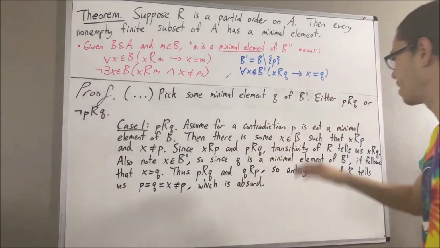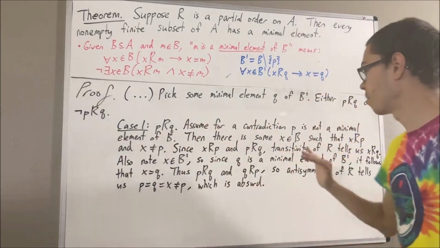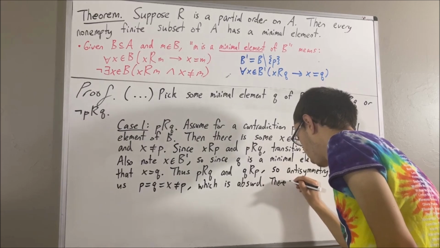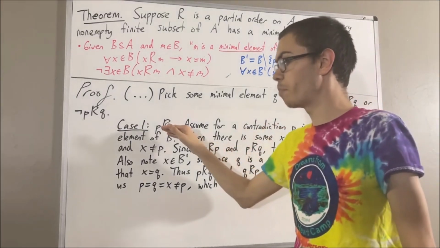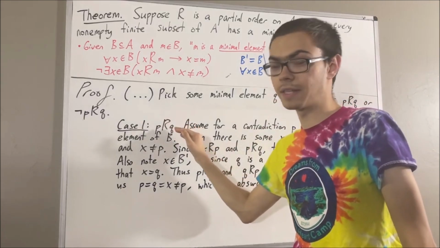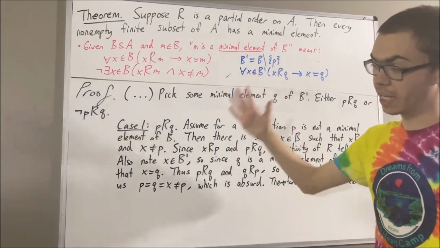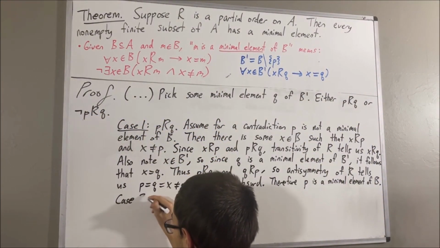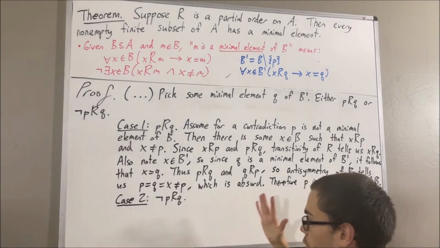So our assumption that P is not a minimal element of B leads to a contradiction. So we must instead have that P is a minimal element of B. So we've shown in the case where PRQ holds that B has a minimal element. So now let's move on to the case where not PRQ holds. And again, we want to show that B has a minimal element.